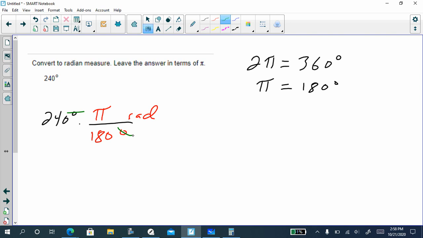Degrees on top, degrees on bottom cancel. 60 goes into 240 4 times, 60 goes into 180 3 times. So we're left with 4 pi over 3, and the unit for that is in radians.